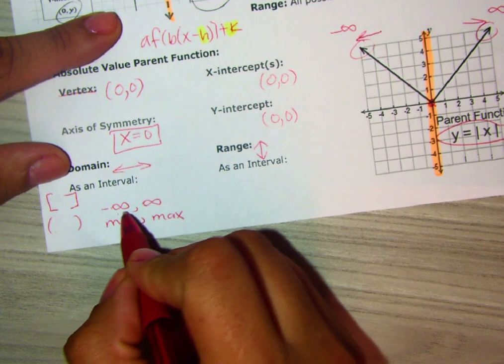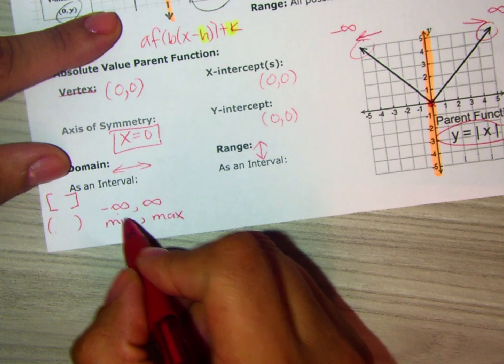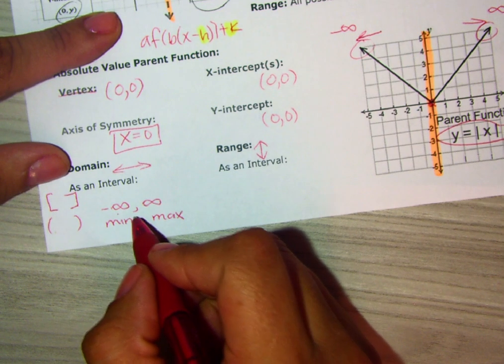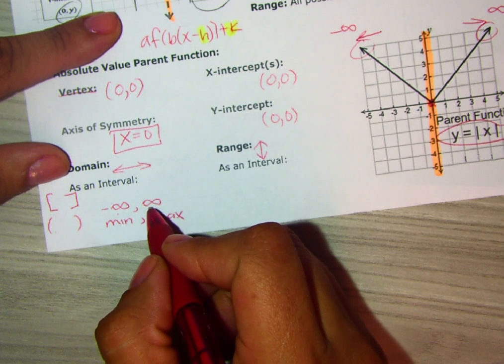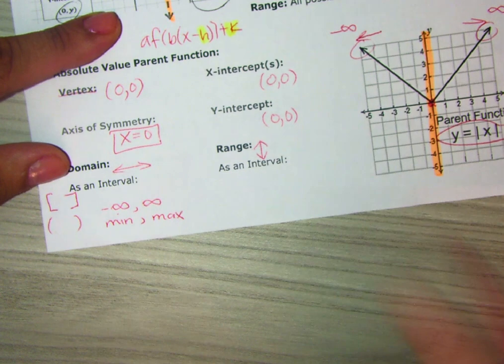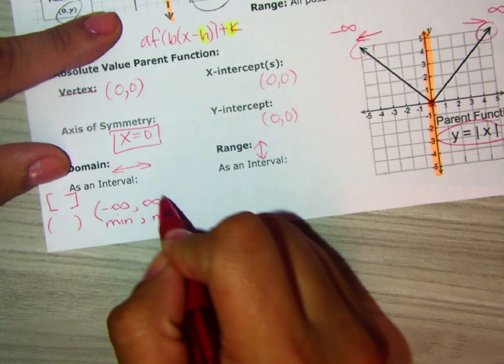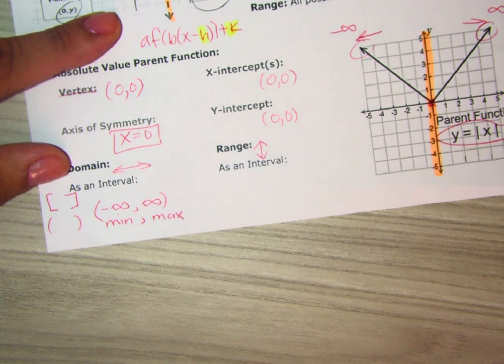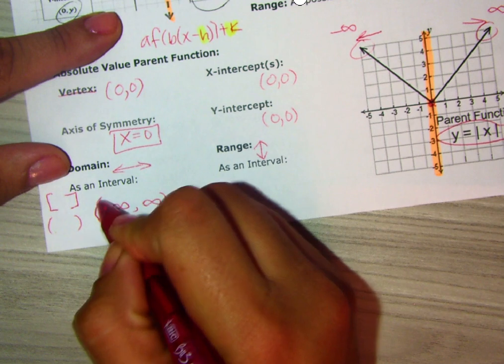As you know, infinity does not have an exact value, but it is an idea of where that value is. So we're always going to use parentheses for infinity signs because we're always approaching infinity, but we're never touching infinity.